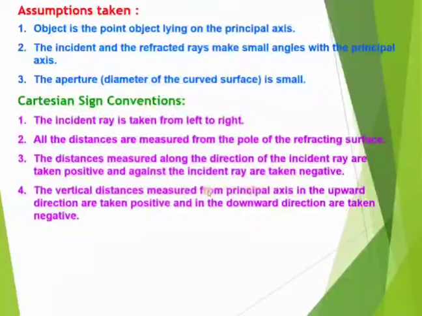Above the principal axis, you will consider them positive, and below the principal axis, you will consider them negative. So P is the pole, and you will measure all the distances from the pole. Right side you will take positive, left side you will take negative. Above you will take positive and below you will take negative. In this way you will apply the sign conventions.